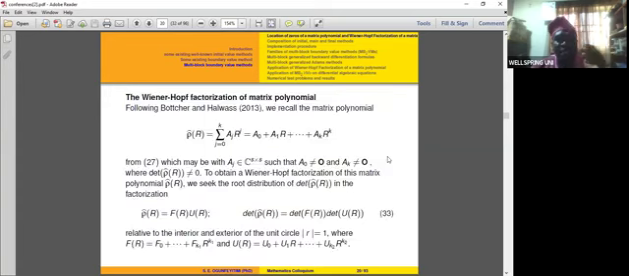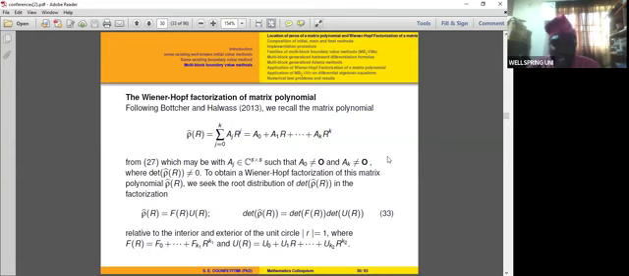Now, we want to talk about the Wiener-Hopf factorization of a matrix polynomial, because here it shows us how the root distribution is being formed. Is it true that when we have a matrix, we can find the determinant of the matrix and get some roots inside the unit circle and some roots outside the unit circle? The answer will be gotten from this Wiener-Hopf factorization. To obtain a Wiener-Hopf factorization of a matrix polynomial, we seek the root distribution of the determinant of a polynomial in factorization form, which is given in 33.